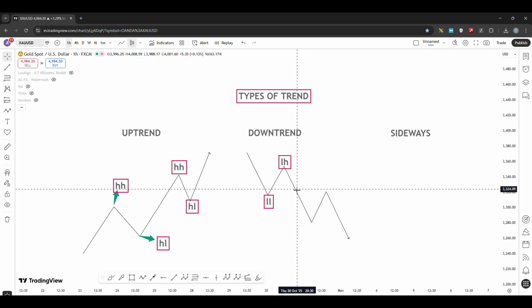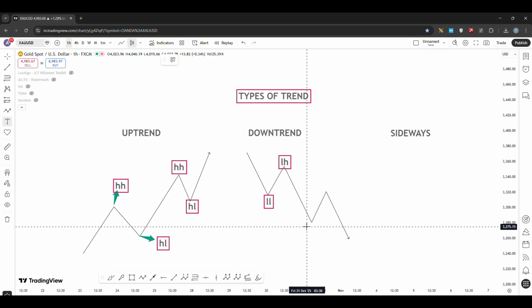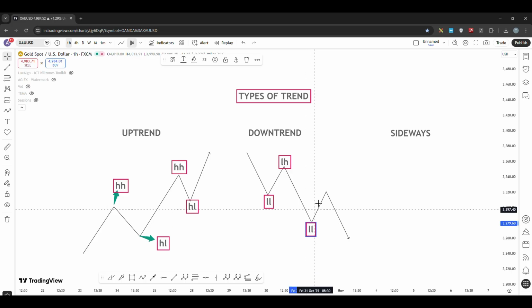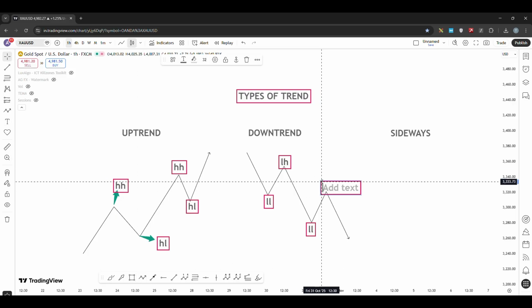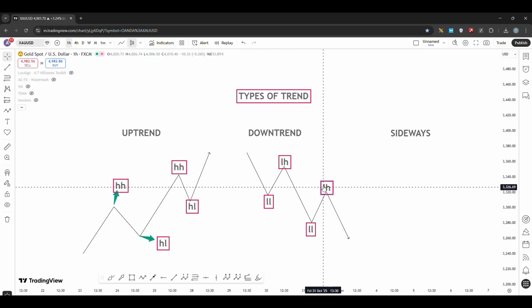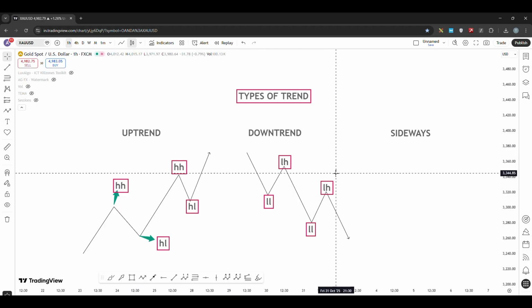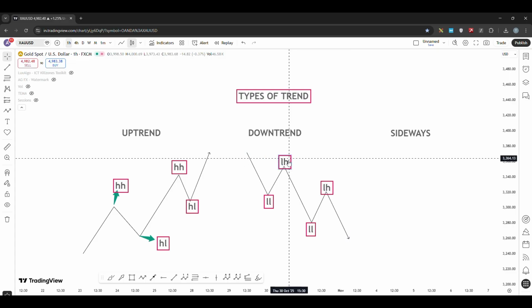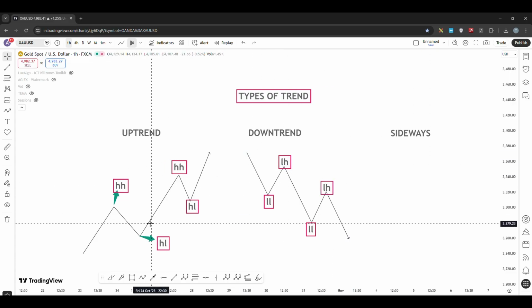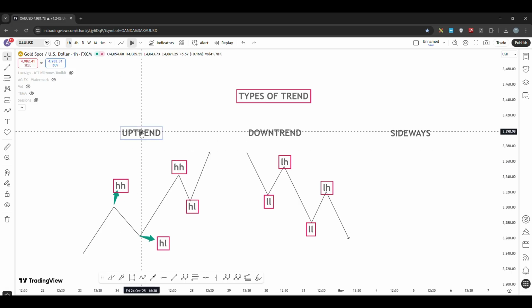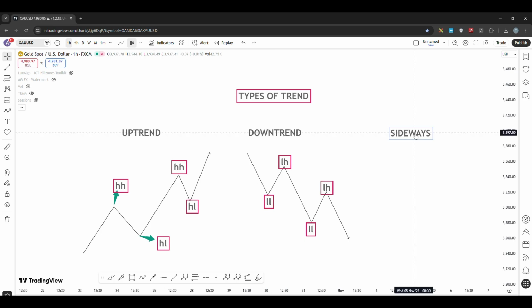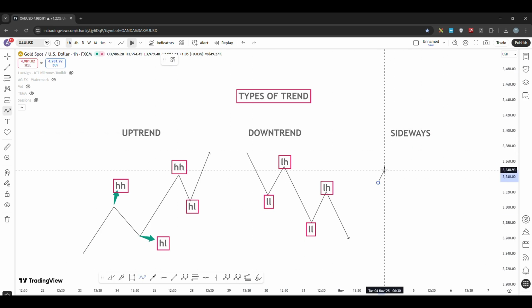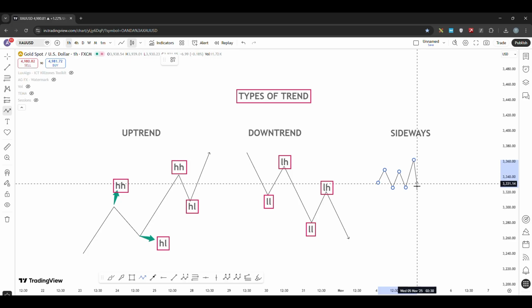And once market drops, creates a new low to the downside, once again this is called a lower low, and once again market creates a high before dropping further to the downside, and this is called a lower high. So it's very simple structure that we read in the market, that everybody knows about, where market creates higher highs and higher lows in an uptrend, and in a downtrend market creates lower highs and lower lows.